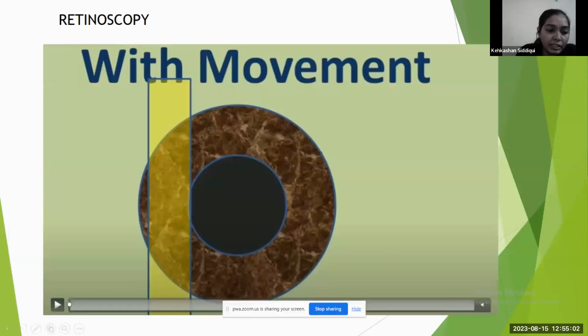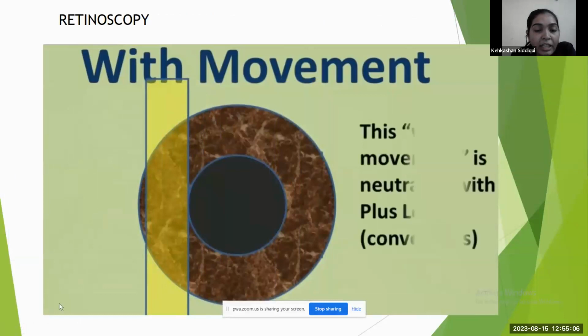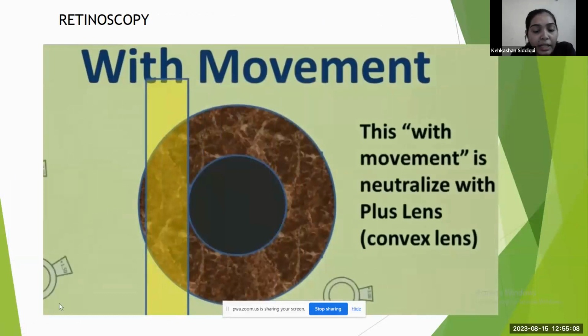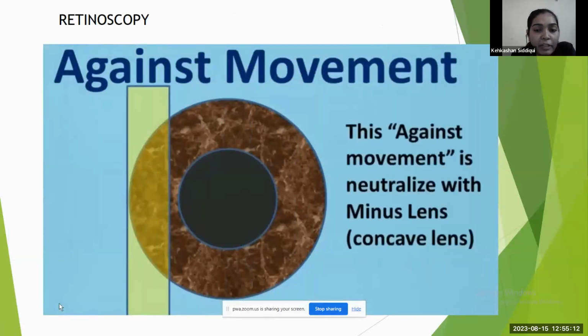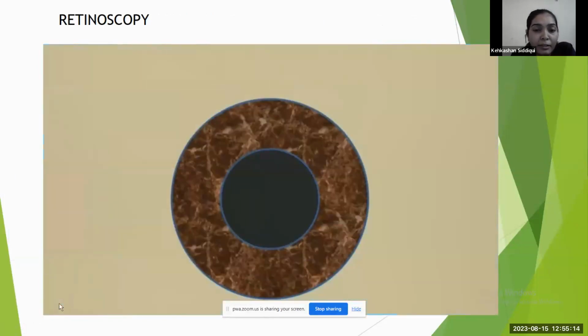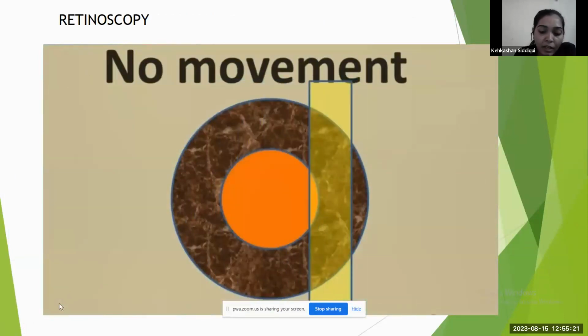In this video, we can see in retinoscopy, if the reflex is moving with the movement, then we have to add convex lenses, that are the plus lenses. If the reflex is moving against the movement, then we have to add concave lenses, that are the minus lenses. And if there is no movement of the reflex, it means that the point of neutralization has been reached.